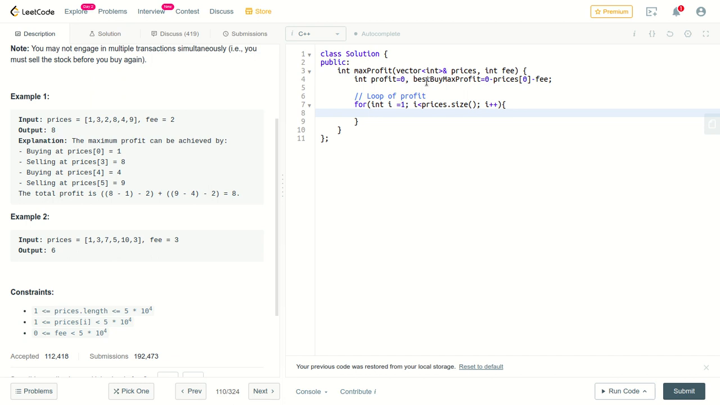So what will happen is, first we need to update the profit. So profit will be equal to the maximum of previous profit, obviously, and best buy max profit, that is the maximum profit that I would have if I had bought somewhere in the past. Okay, that value I am storing, and we have to add that with the current value of prices, because we are considering selling at this point, and we want to take the maximum profit out of it.